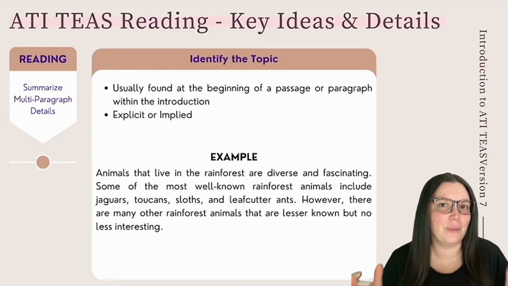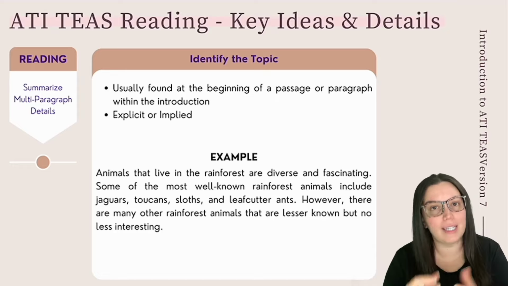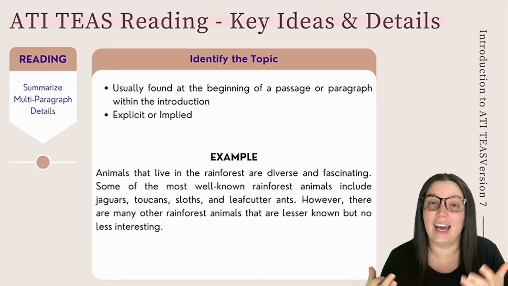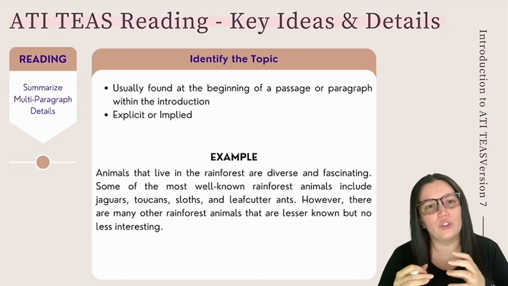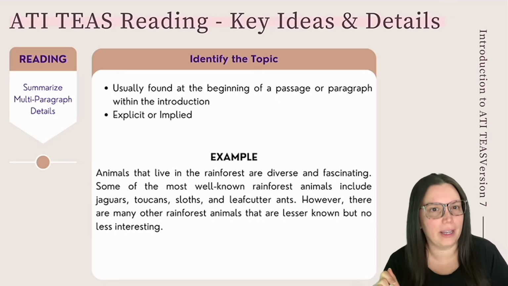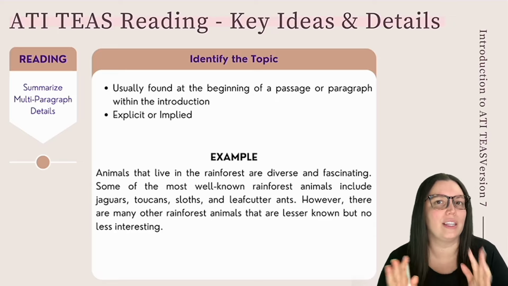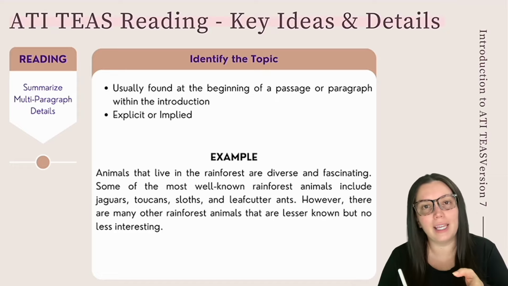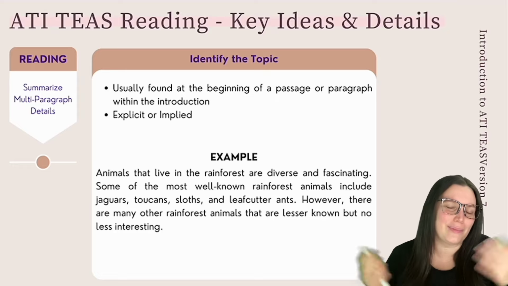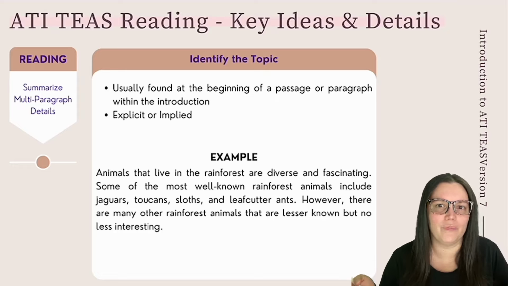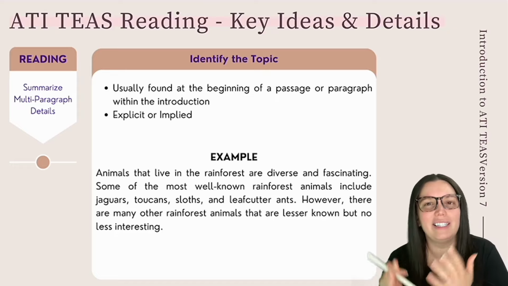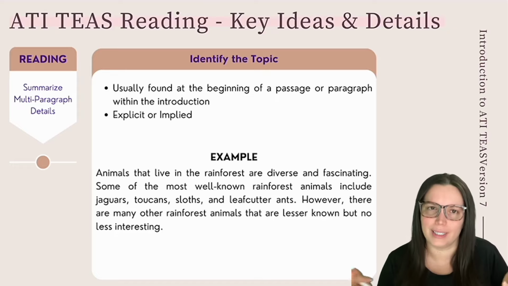So we're going to begin by breaking down summarizing multiple paragraph details. One of the first things you need to know is how to identify a topic. So the topic of a paragraph can usually be found at the beginning of a passage or paragraph, usually somewhere within the introduction. In some cases, the topic may be stated explicitly, while in other cases, it's more likely to be implied. When you're trying to identify the topic of a paragraph, ask yourself, what is the paragraph mostly about?